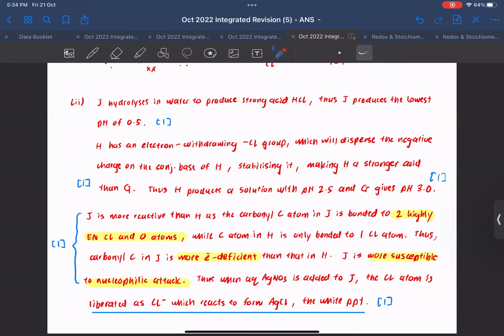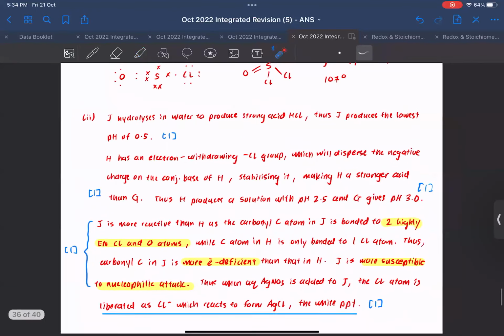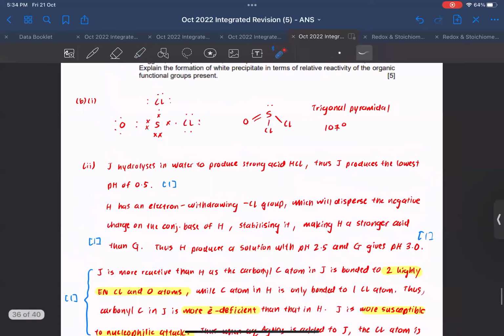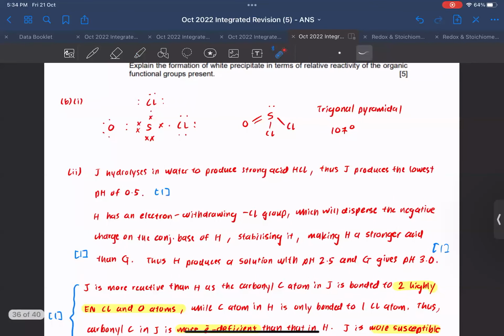Okay, that's your final 5th mark. All right, so that's what we have for this portion here. And then we have the answer for part 1 also. I don't think I will need to explain how to draw SOCl2.